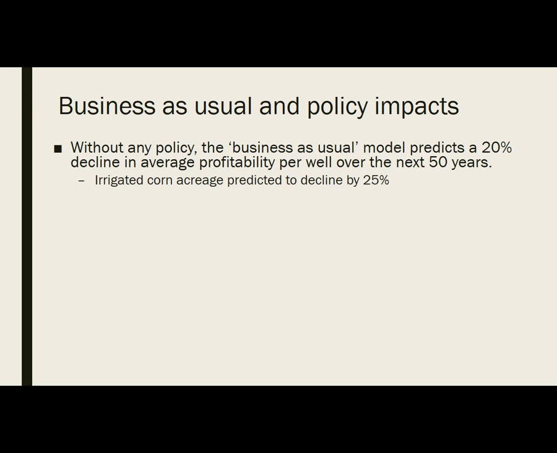If we don't change anything, we know that water availability is going to continue to decline. And as water availability continues to decline, it's going to reduce profitability because of declining well capacities. So what we predict is that over a 50-year time frame, we'll see a 20% reduction in average profitability per well, with corn acreage declining by approximately 25%.